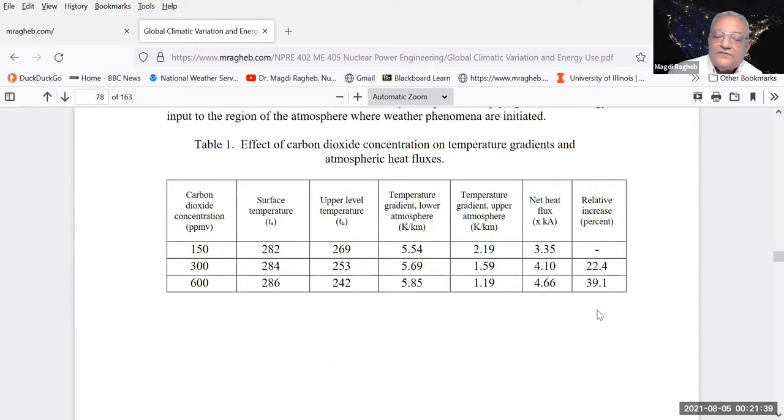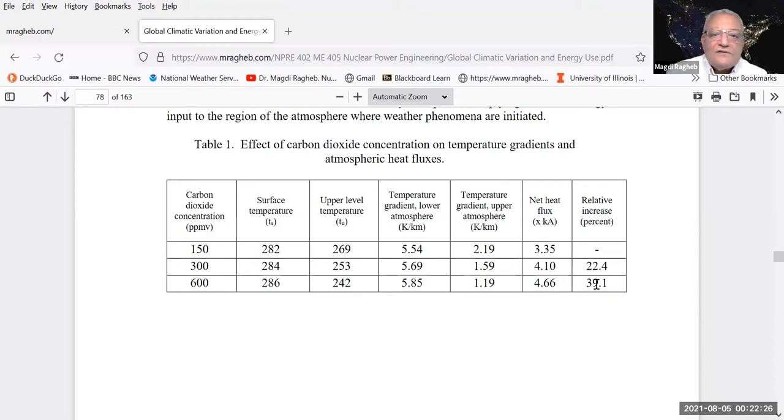So what does it mean? It means that the intensity of heat flux to the troposphere, where the weather phenomena are occurring, if you double the concentration of CO2, the relative increase in the heat flux is 22%. 22% means that any weather phenomena, whether it's a drought, a hurricane, rain, storms, any weather phenomena, from drought to increased rainfall, is increased by 20%. And if you allow the temperature gradients to vary from the surface of the Earth to the troposphere, if you quadruple the carbon dioxide, then that increase can be 40%.